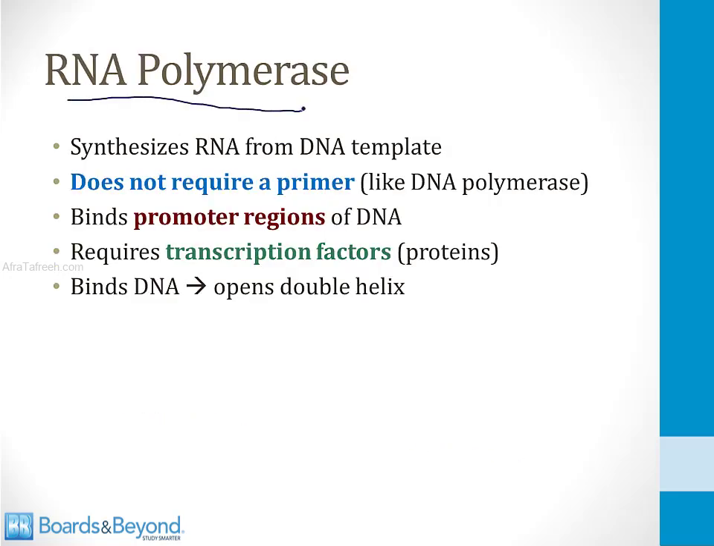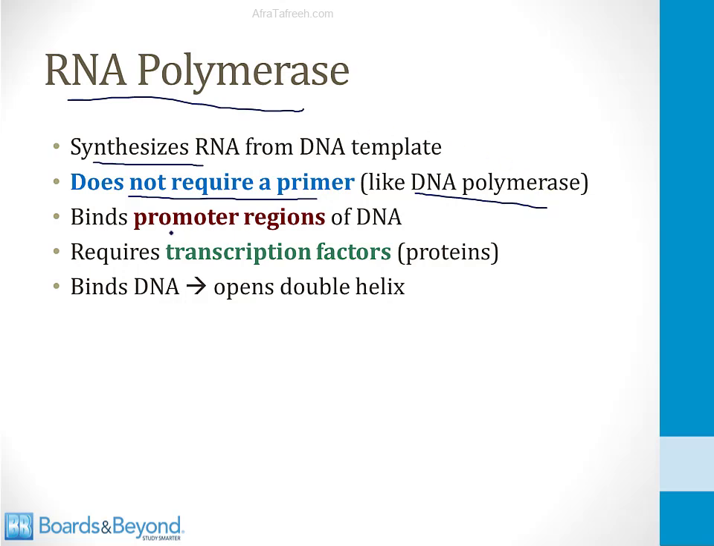RNA polymerase is the enzyme that synthesizes RNA using DNA as a template. It shares some similarities with DNA polymerase, which also synthesizes chains of nucleic acids using DNA as a template. But one very important difference is that RNA polymerase does not require a primer like DNA polymerase. In the video on DNA replication, I talk about how DNA polymerase works, but it requires a short sequence of nucleic acids in order to get started. That's called a primer. RNA polymerase does not require a primer.